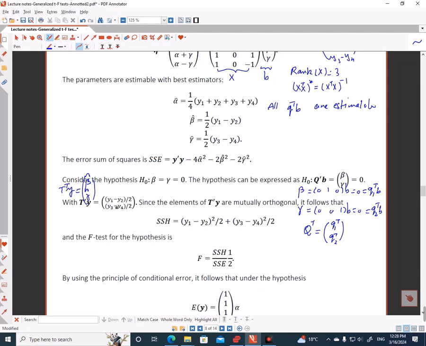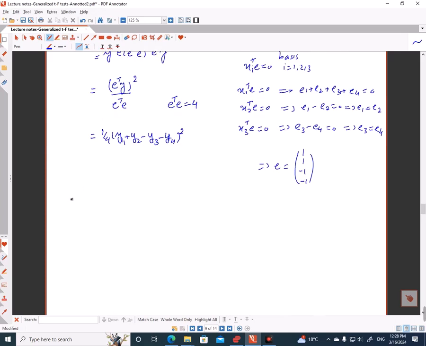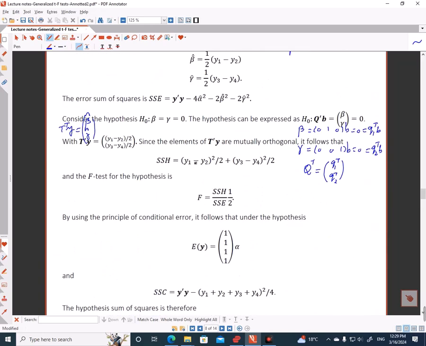Okay, so we can of course get the SSH by this formula. Once again, if I go to the next page, for the simple formula, the SSH is given by y prime T (T prime T) inverse T prime y. But once again, I can write it based on this formula, the sum of (ti prime y) squared, since t1 and t2 are mutually orthogonal to each other, i from 1 to 2. If you take t1 as 1/2 (1, -1, 0, 0), and t2 as 1/2 (0, 0, 1, -1), you can easily write it in this form, and simply you can get this SSH.